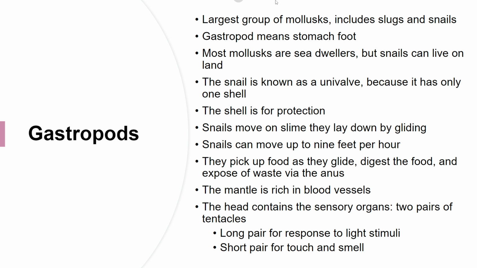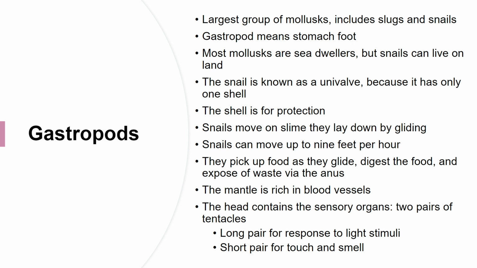And gastropods are a type of mollusk. They're going to be the largest group of mollusks. They include things like slugs and snails. Gastropod means stomach foot, and the foot associated with slugs and snails we see on their underside primarily, but they use for locomotion. The snail is known as a univalve because it has one shell that's for protection.